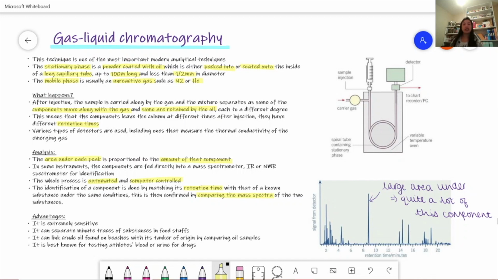And then finally, you'll need to know about some of the advantages of gas chromatography. So the first is that it's extremely sensitive, and then it can also separate minute traces of substances in foodstuffs. It can also link crude oil, which is found on beaches, with its tanker of origin by comparing oil samples. And it's actually best known for testing athletes' blood or urine for drugs.